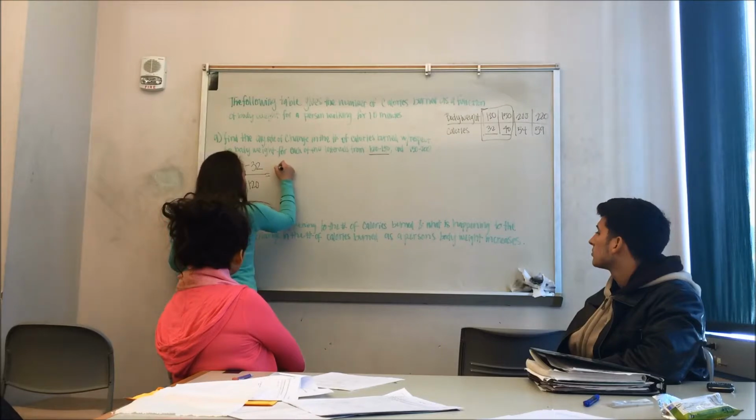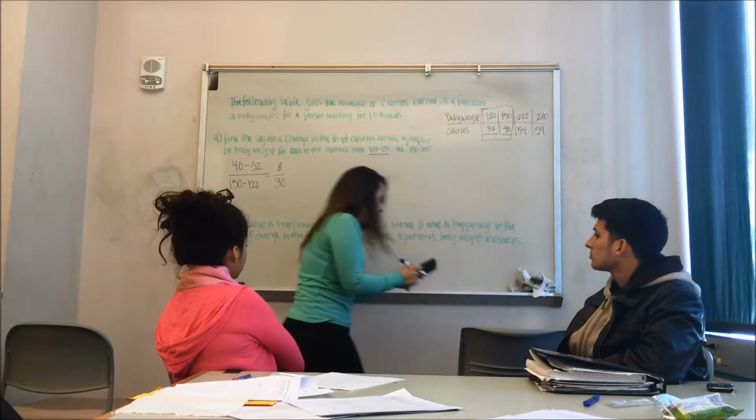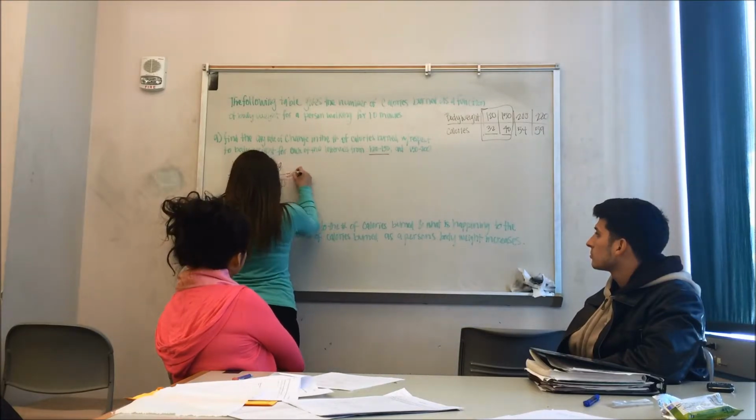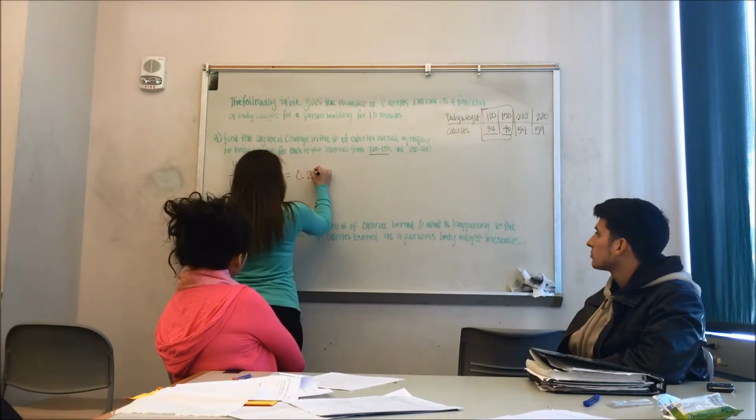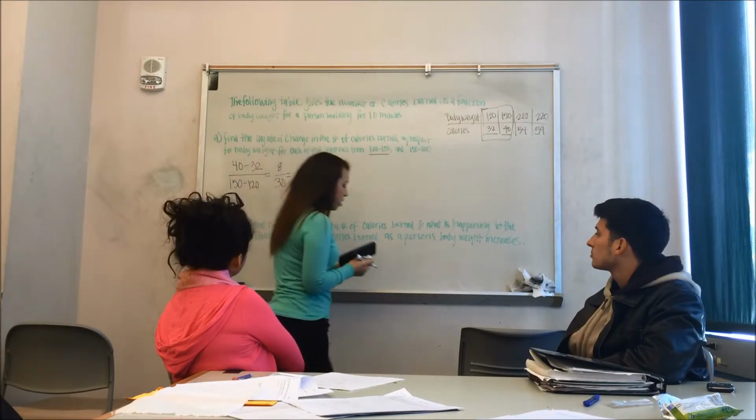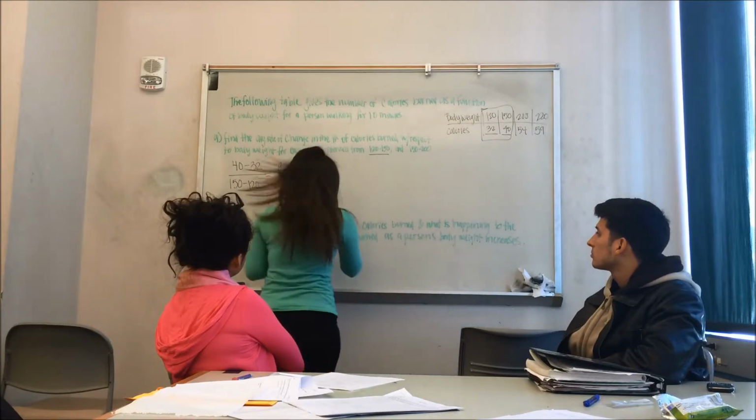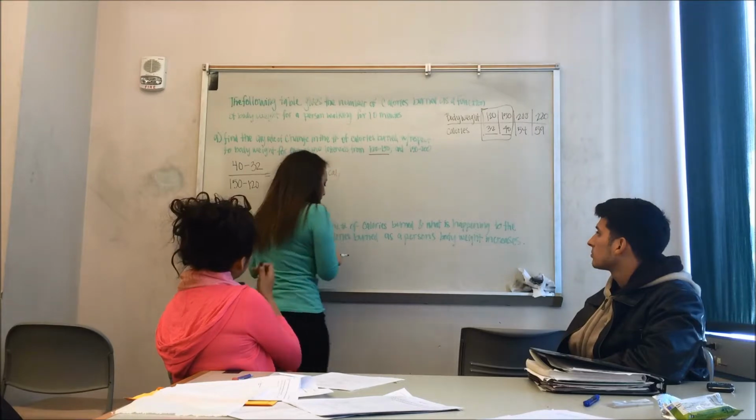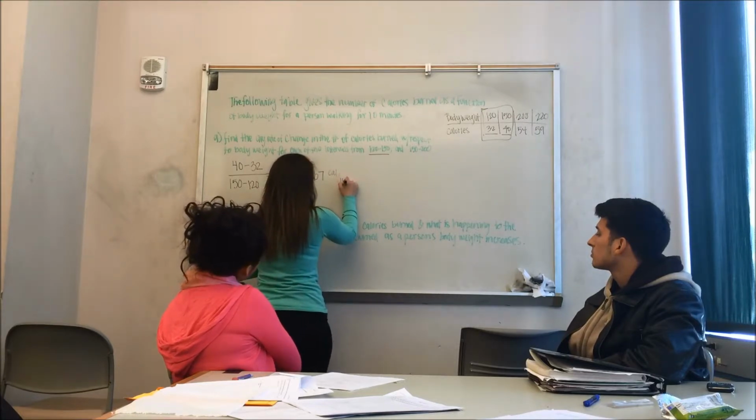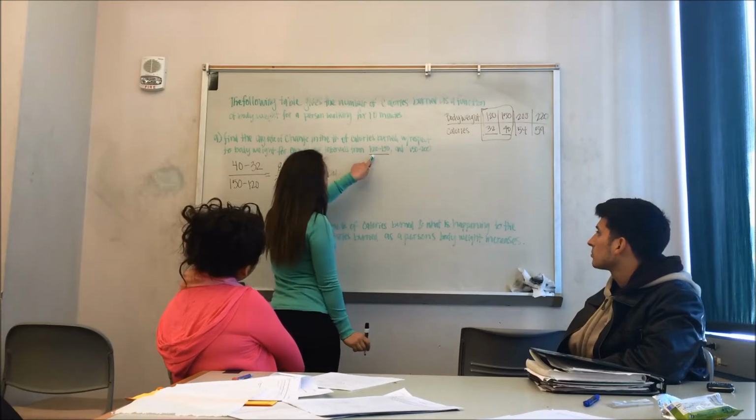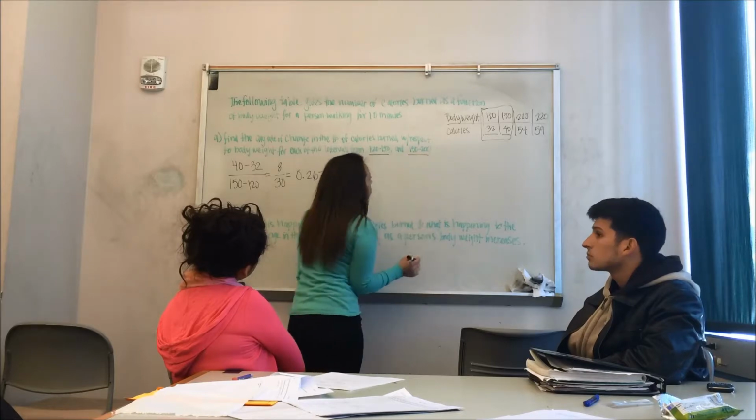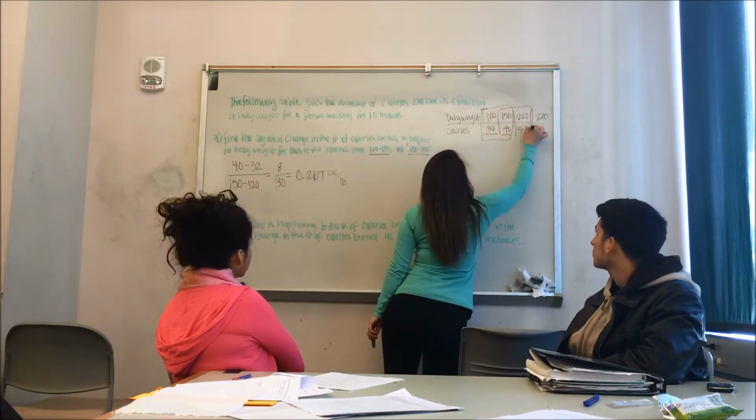So when you subtract those, you get 8 over 30. And then you plug that into your calculator, and you get 0.267. So that's going to be 0.267 calories per pound for the first interval, which is 120 to 150. So now we're going to do the second interval of 150 to 200, which is right here.